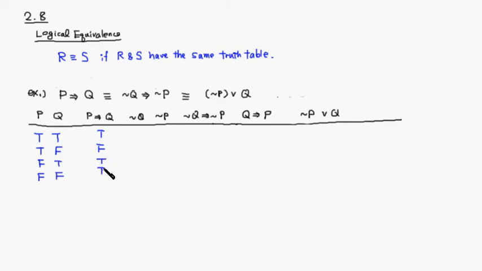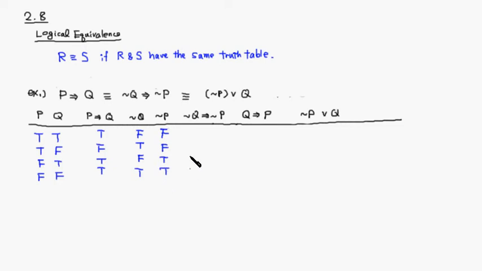So implications are true. Not Q is just the reverse of that, so the negation of Q would be false, true, false, true. The negation of P would be true, true, false, false.